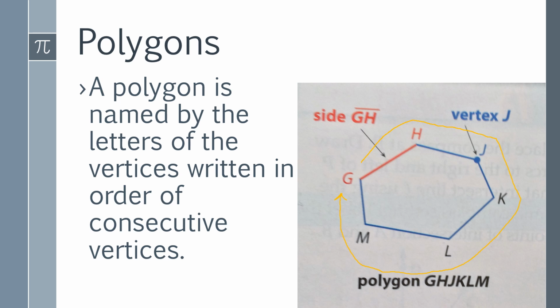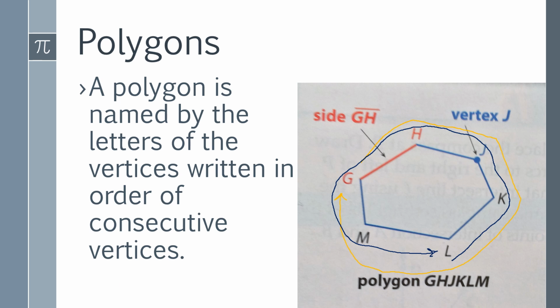Now, that doesn't have to be what the name is. It can be any starting point. So I could have started at L and gone L, K, J, H, G, M, J. And that would be the name of this polygon. It'd still be correct. Okay, so polygons such as this have quite a few names that it can have.